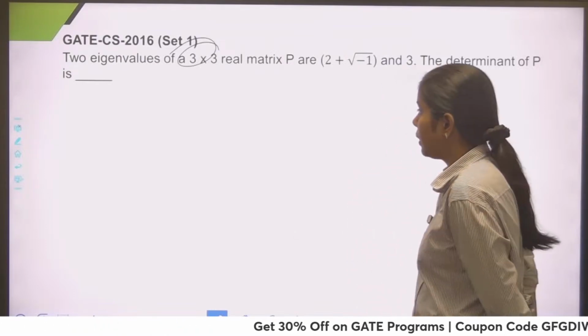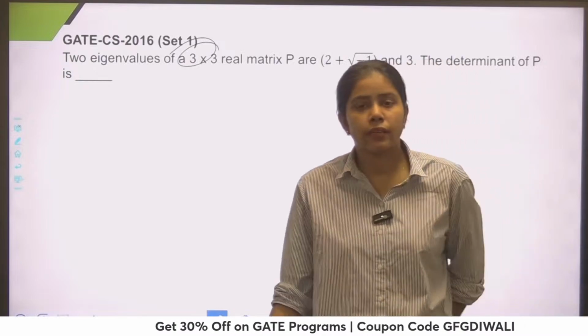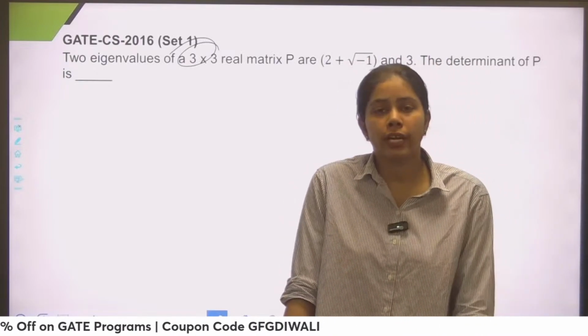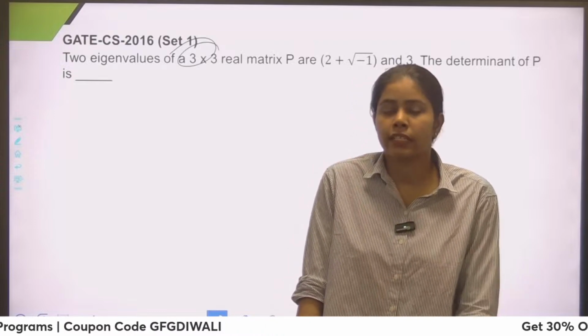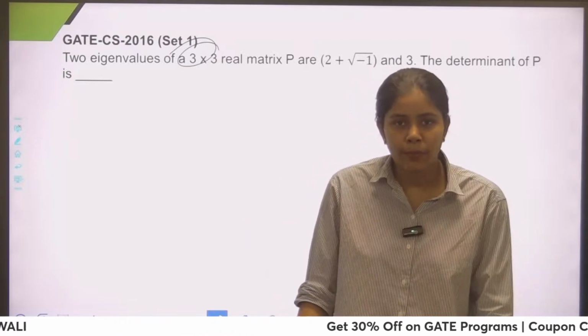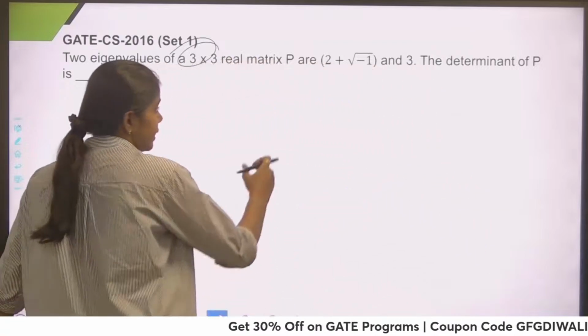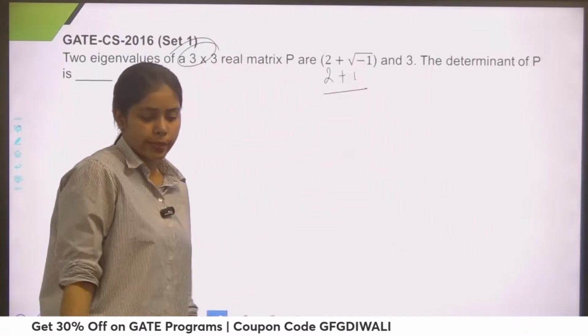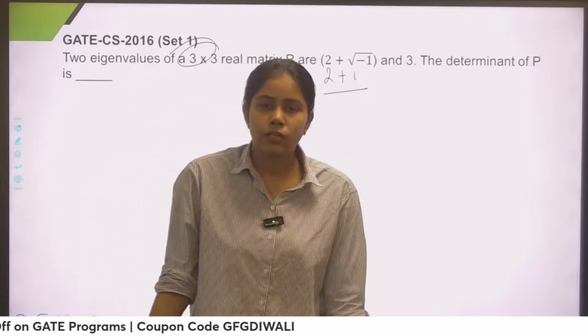So guys, what are the eigenvalues? Eigenvalues basically are the roots of the characteristic equation, and we know that the roots, or I can say the solution of an equation, if complex, always occur in pairs. So you can see that this is a root I have, that is 2 plus i. The square root of -1 is i. So this is a complex root I have.